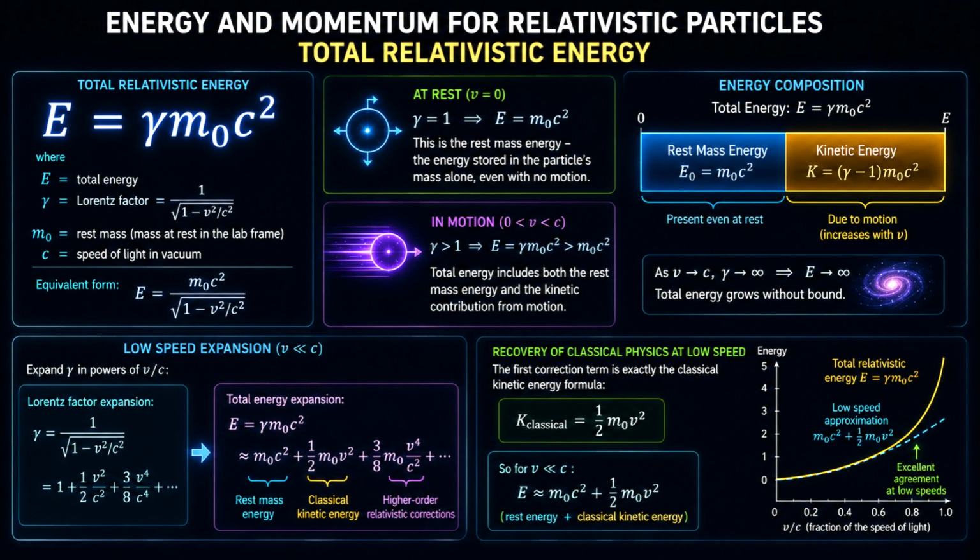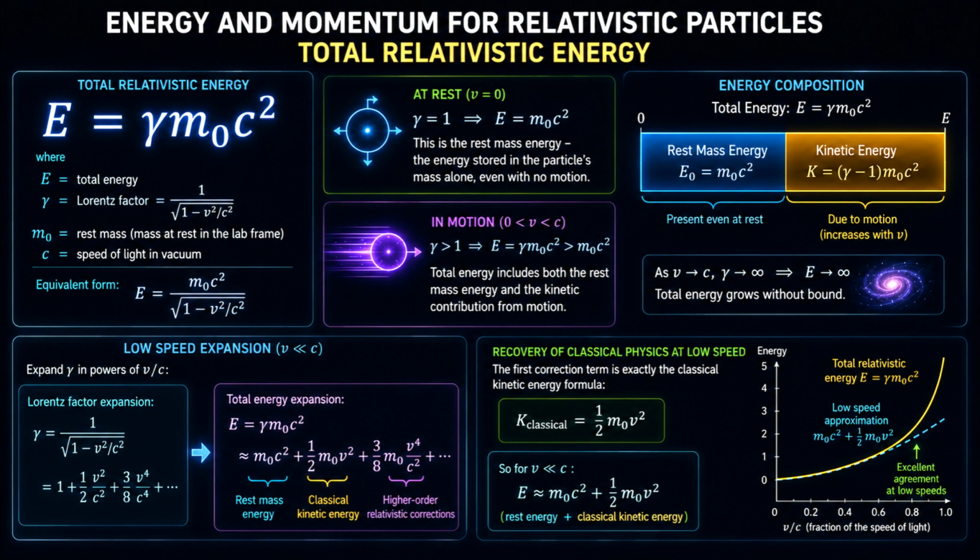The total relativistic energy of a particle is E equals gamma times m naught times c squared, where m naught is the rest mass of the particle, the mass measured when the particle is at rest in the laboratory frame. This can also be written as E equals m naught c squared divided by the square root of 1 minus v squared over c squared. When the particle is at rest, gamma equals 1, and the formula reduces to the famous rest mass energy, E equals m naught c squared, the energy stored in the particle's mass alone, even with no motion at all.